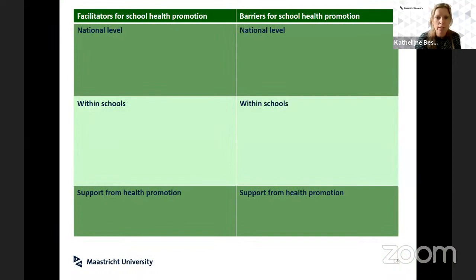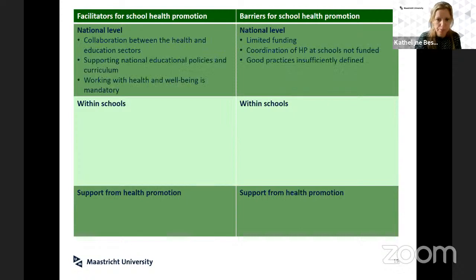So finally, I would like to share some of the facilitators and barriers indicated by the national coordinators about the situations in schools in their countries. So these seem to take place at different levels. I've clustered them in 3 categories, and these include factors at national level, factors within the schools, and factors that relate to the support from, for example, health promoters.